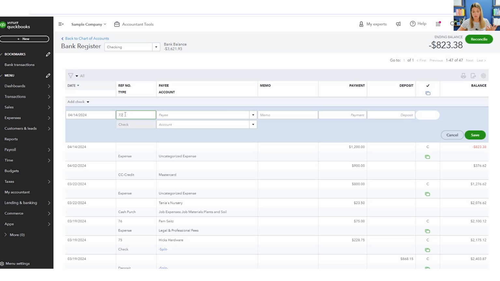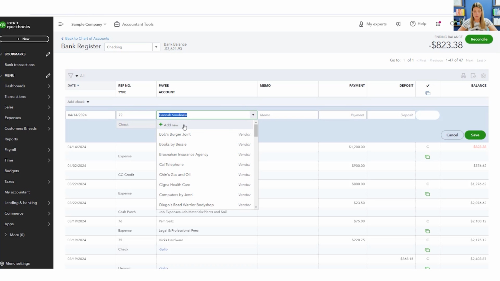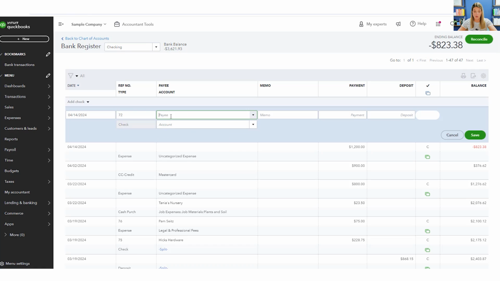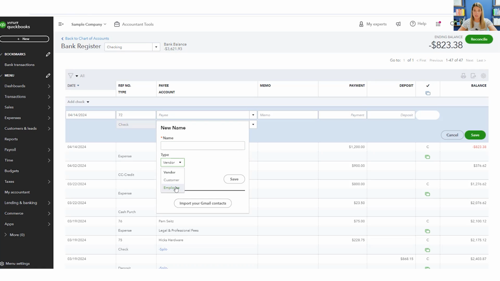However, if you need to, make this the actual check number, that's what I would recommend doing. And then let's go ahead and set up a payee. I went ahead and put myself in here, because the options for how you set up new payees are only vendor, customer, and employee.